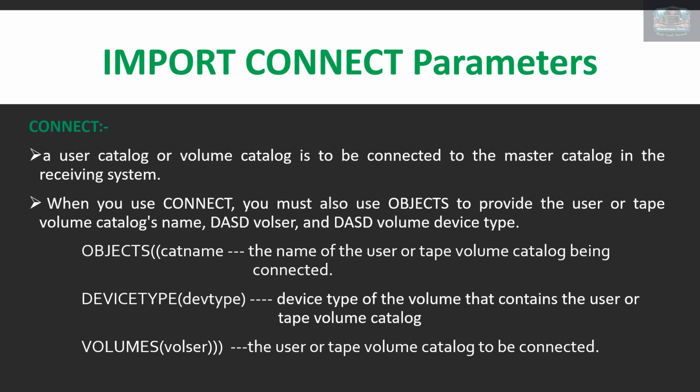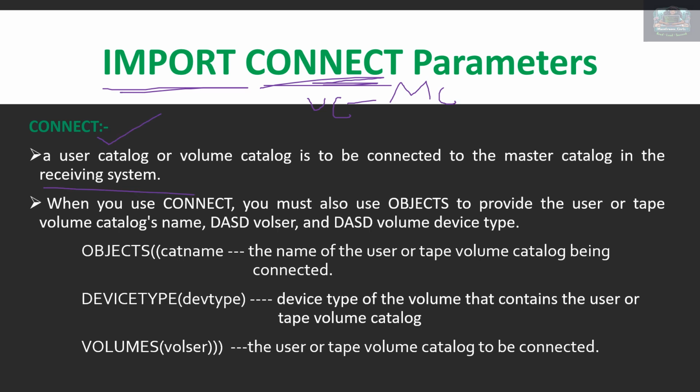Okay, coming to the parameters. The main parameter, as I told you, for the IMPORT IDCAMS job is the CONNECT parameter, which you have to use to connect your user catalog to a master catalog or any other catalog. So the user catalog or the volume catalog is to be connected to the master catalog in the receiving system. So this parameter is a must.